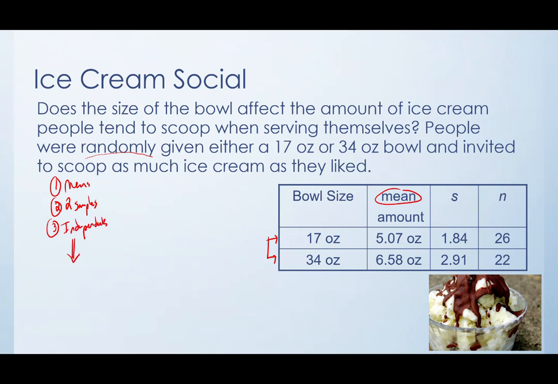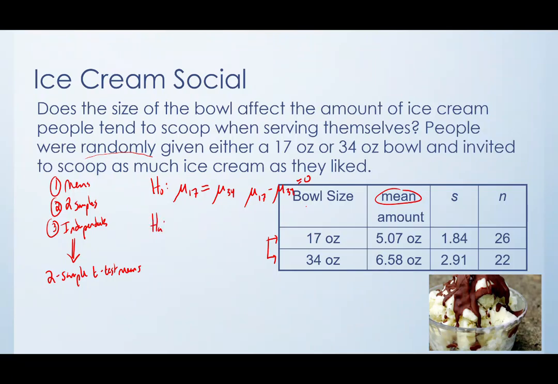So all those things together mean that we are doing a two-sample t-test for means, mainly because we don't do z-tests, right? And so when we write our null, we're going to say, hey, I've got my 17-ounce bowl and I've got my 34-ounce bowl, and the null would be that the mean amount of ice cream scooped is the same for both bowl types, that there's no difference, that they're equal. And you are perfectly fine writing this as a difference, that the mu for the 17 minus the mu for the 34 is equal to 0, or you can flip the order, doesn't matter, right?